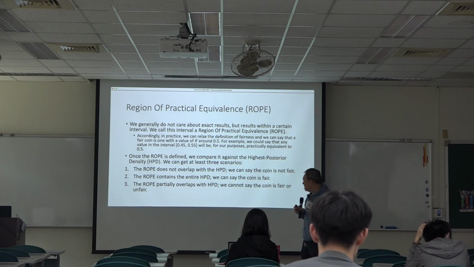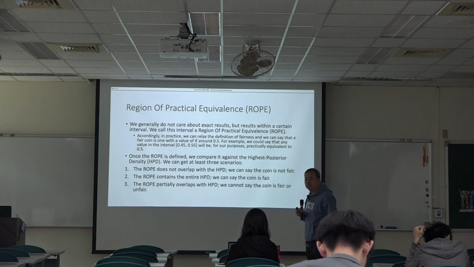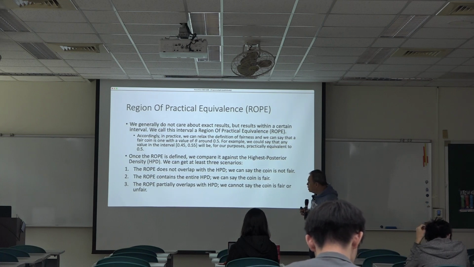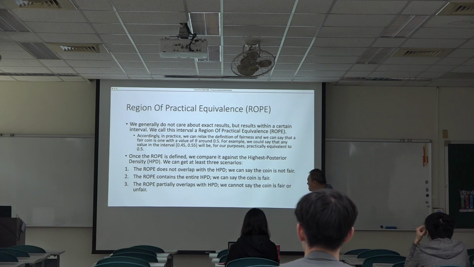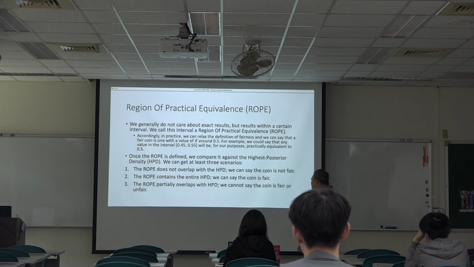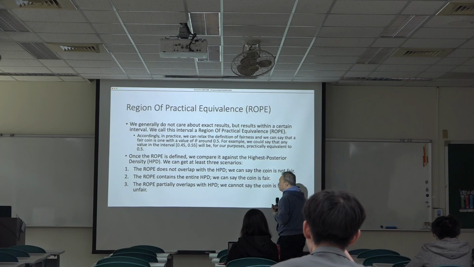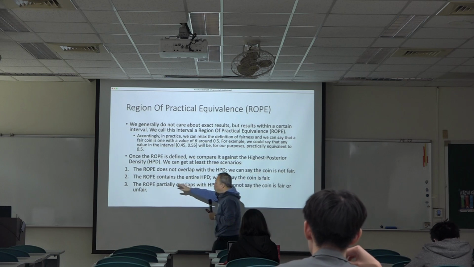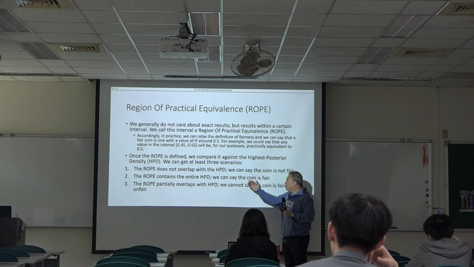If that's the case, remember this ROPE, 0.45 to 0.55, is the region in which we consider coins fair. But if this region is completely outside of the normally 94% HPD, then we can say that the coin is not fair with a more definite answer. Another case is the ROPE is contained entirely inside the HPD, then we can say the coin is fair.